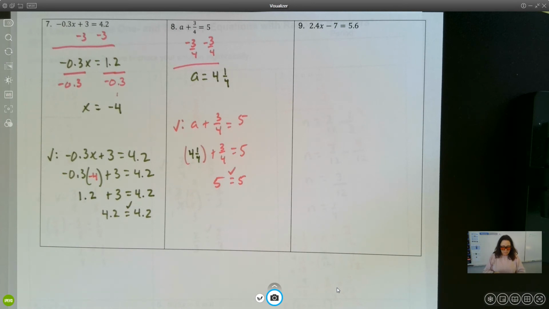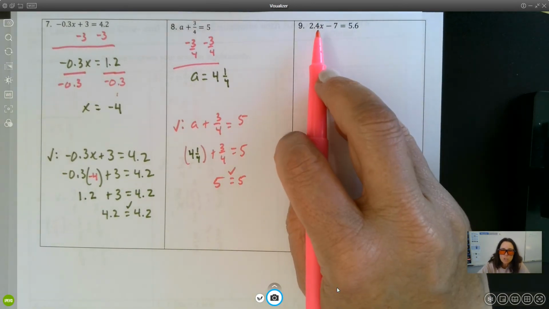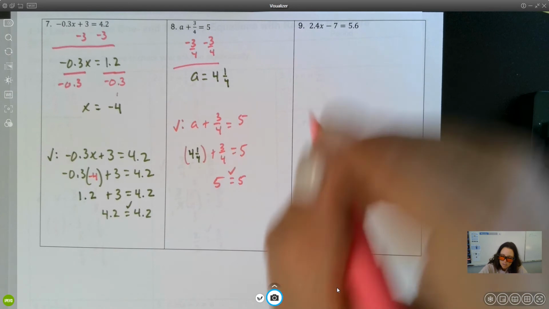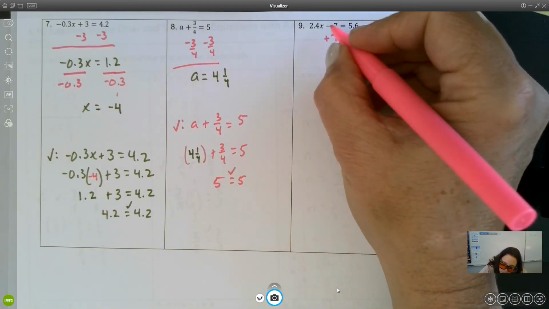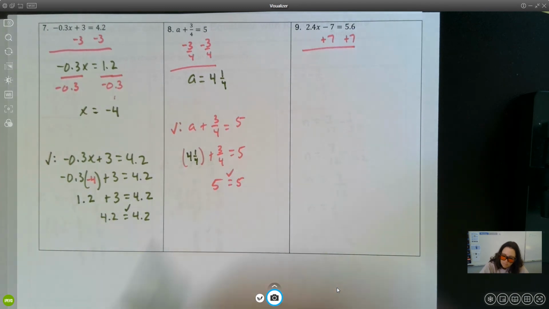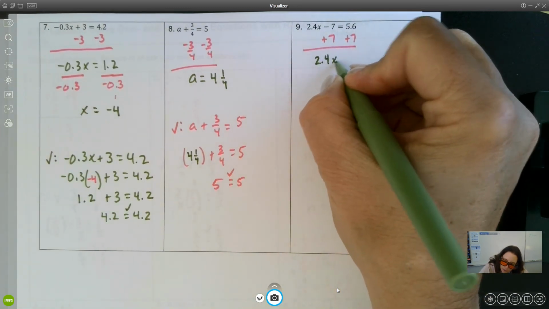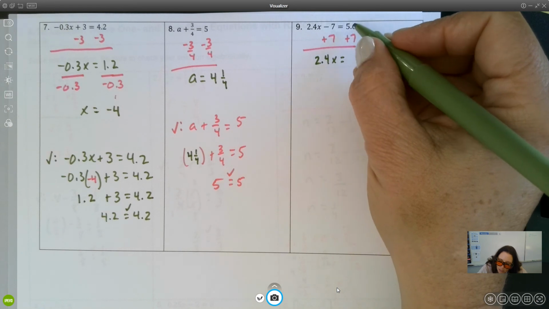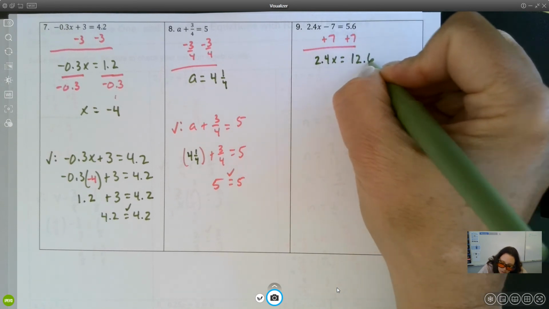All right, last one, number 9. We want that 2.4x isolated. So let's get rid of this minus 7 by adding 7. 2.4x equals, this would be 12.6.